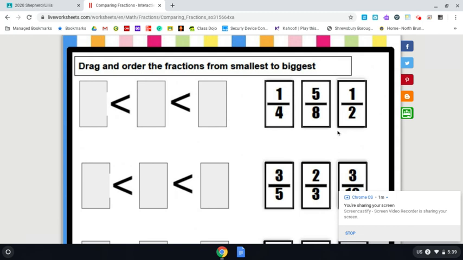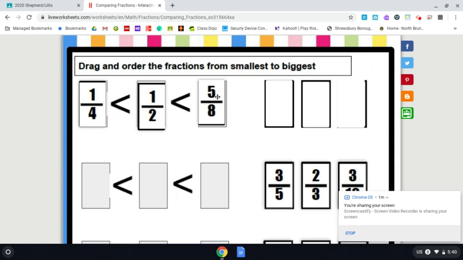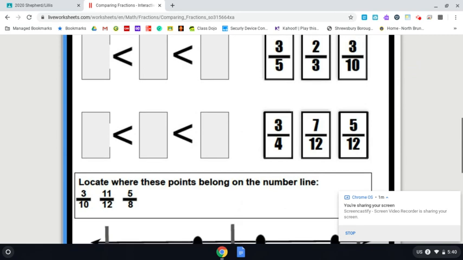So we have 2/8, 5/8, and this one was 4/8. So I would drag and make this one the smallest one, 2/8. And then the 4/8, and then the 5/8. Okay? Let's try another one of these. We're going to go down to this one.